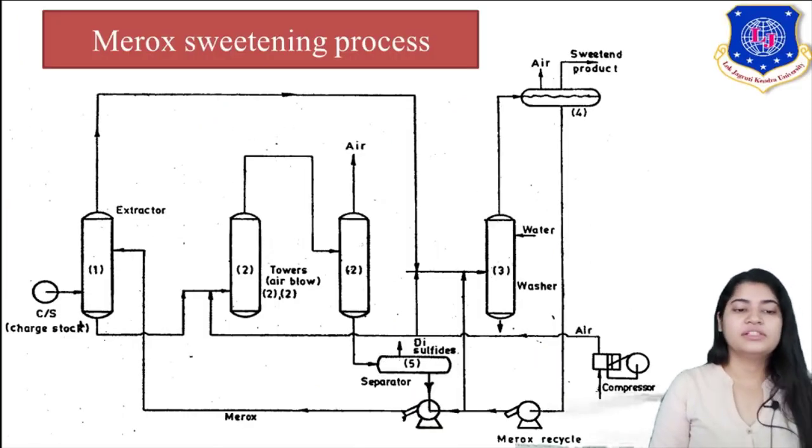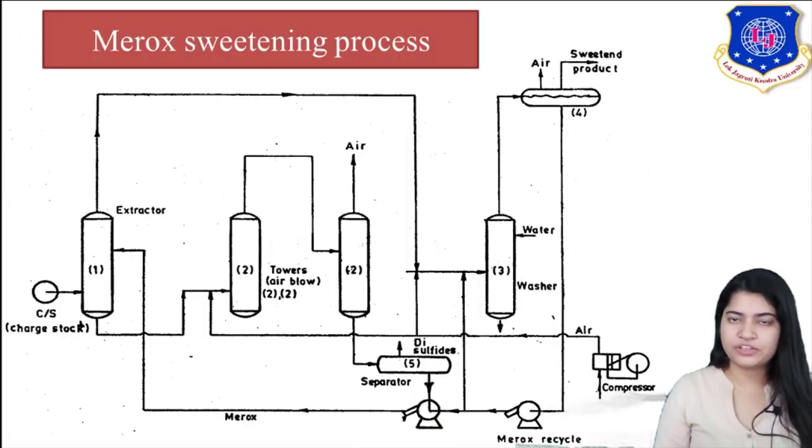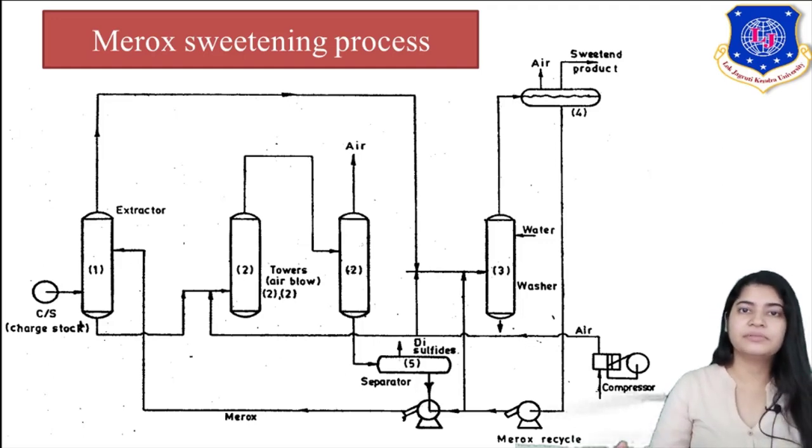Now the second method is the Merox sweetening process. What is Merox? It is the mercaptans oxidation method. So here is the flow diagram. You can see 1, 2, 3, 4, 5. These are the notations of the components of the process.